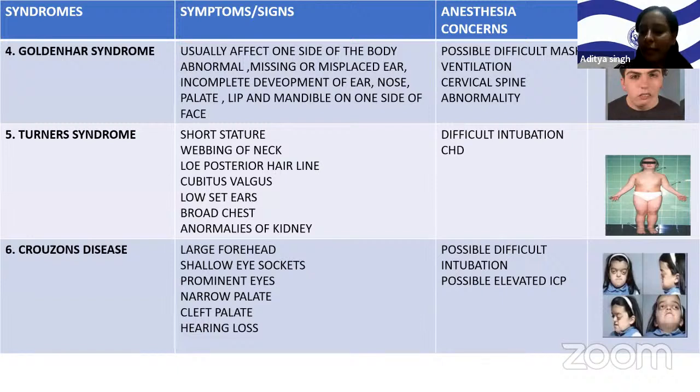Turner syndrome, they have webbing of neck, so they have restricted neck movement. They again will have a difficulty with intubation. And the last one is Crouzon's syndrome. They have a prominent forehead and prominent eyes and narrow palate and cleft palate. Again, they will have a problem with intubation and possible elevated eyes.